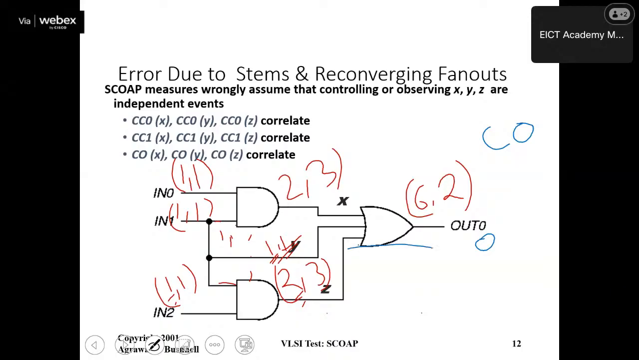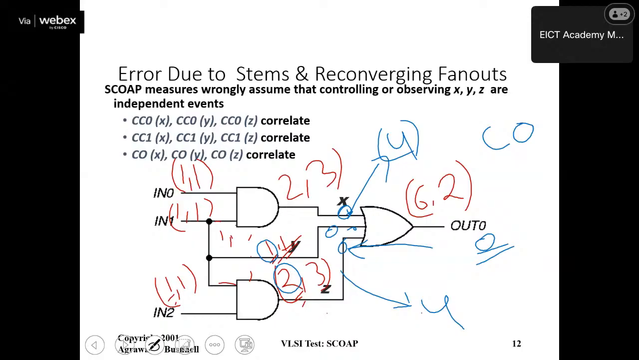So backtracking this, if I want to calculate CO of this, how I will be calculating? Non-controlling value at the other inputs. It means I have to put 0 over here, 0 over here. Non-controlling value is 0. So it means CC0, I have to take this plus this. How much it becomes? 1 plus 2, that is 3, plus 1 level change and plus this output. How much it becomes? 4. So CO of this branch becomes 4. Now CO of other branch, the same branch that is similar to it. So this is also coming 4 by the similarity index.